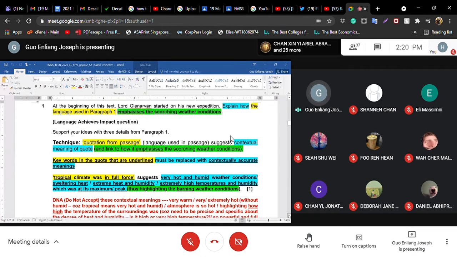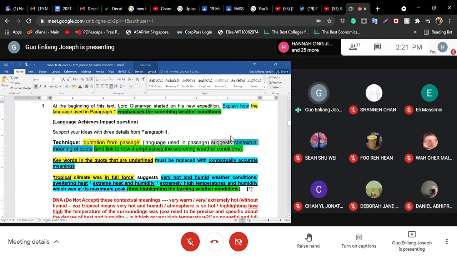Okay, now, so 3 colors, please highlight. Explain how means it's asking for the contextual meaning of the quote. Explain the meaning. The language used in paragraph 1, the yellow one, is quotation from the passage. Then emphasizes the scorching weather conditions. That is the link.